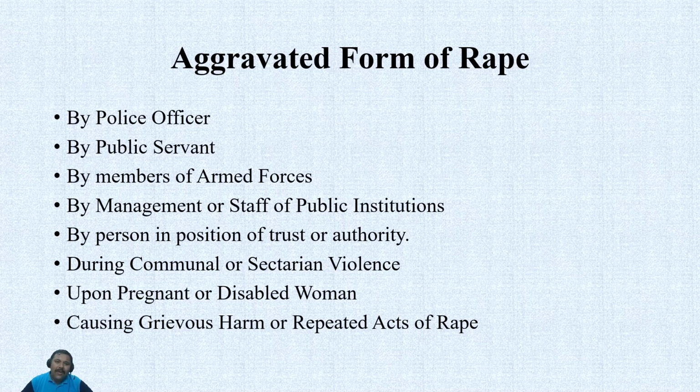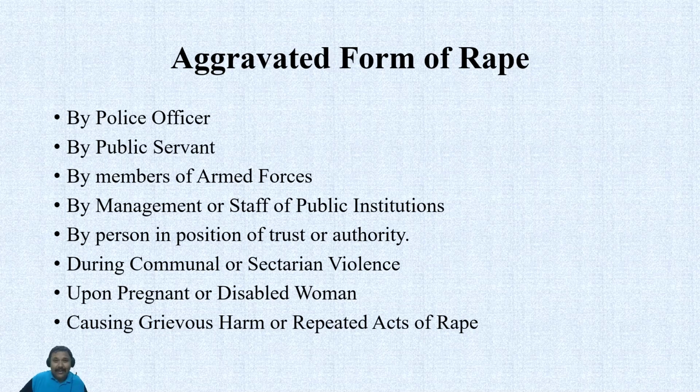So obviously, if a person is in a position of trust or authority, as a teacher a person is an authority, as a relative, as a parent somebody is an authority, in that case any sexual act done by them, any act of rape committed by them, is an aggravated form of rape, and obviously higher punishment will be attracted. Then we have rape committed during communal or sectarian violence.